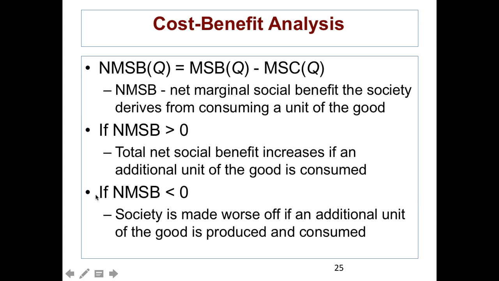So in that case, we continue to consume more up to the point where these two are equal, and therefore any additional consumption makes this greater than this and makes this negative. Therefore the net marginal social benefit becomes less than zero if we consume more medical care after the optimal point, and society is made worse off if an additional unit of good is produced and consumed.